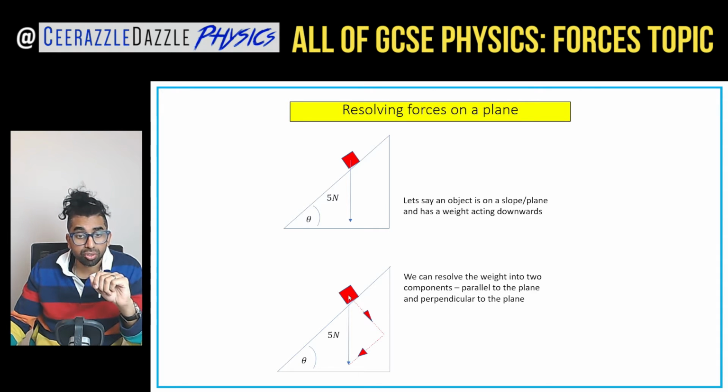So once you've constructed your right angle triangle, you're simply going to measure the length of this arrow and obviously use your scale to work out how much that force would be. And you do the same for the parallel component. So that's how you resolve forces on a plane. You do it parallel and perpendicular to the plane.